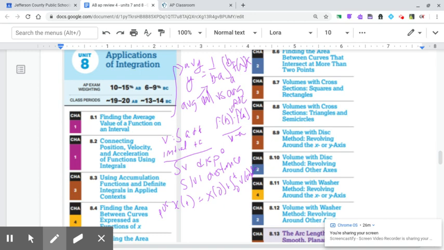Accumulations, so applied context. Remember, basically integrating a rate of change gives you the amount of change. So, for example, if you have a rate at which the radius of a tree changes, then by integrating it and using the fundamental theorem, you'd get the change in the radius, yeah?